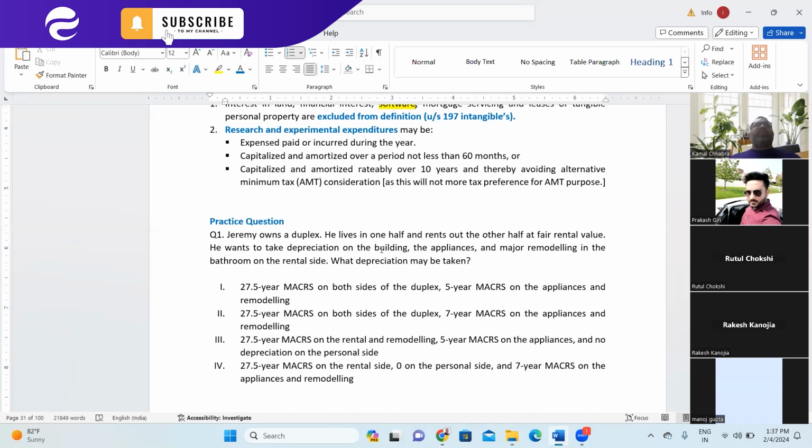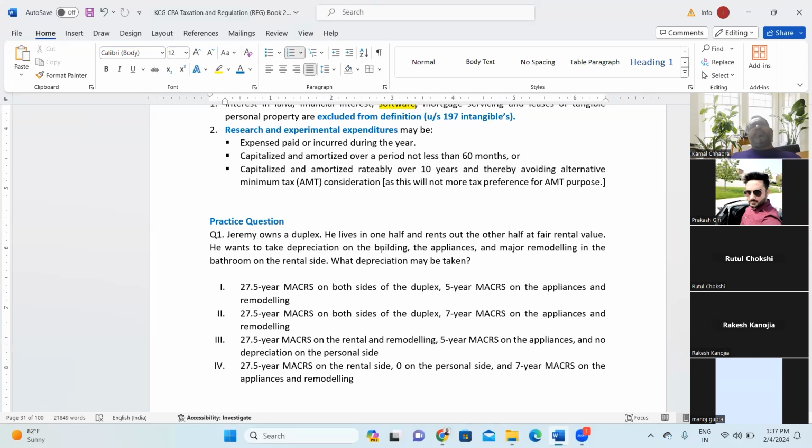So the call of the question is, Jamie has a house, and in that house, let's assume there are two rooms attached, with a washroom and other things. So in one room he is staying and one room he has given on rent, right? He lives in one half and rents out the other half at the fair rental value. Now he wants to take depreciation on the building, appliances, and major remodeling expenses which he has incurred for setting up the bathroom for the rental side. So what depreciation may be taken?